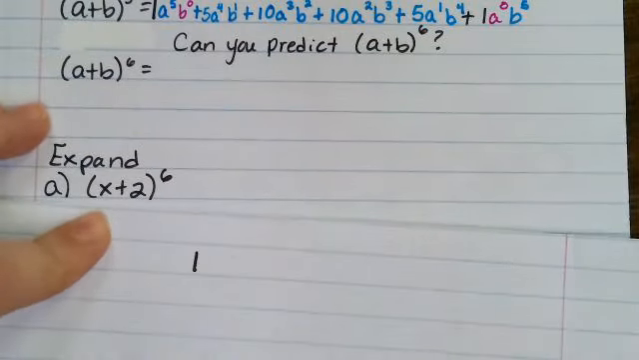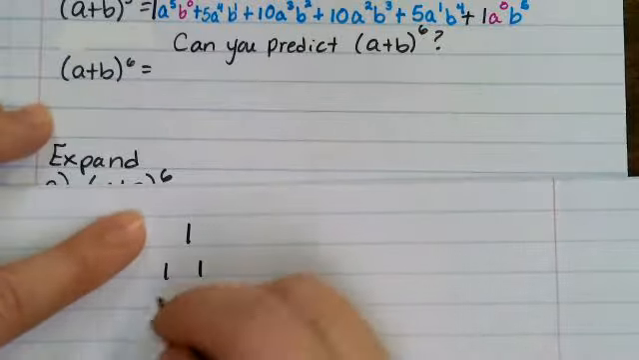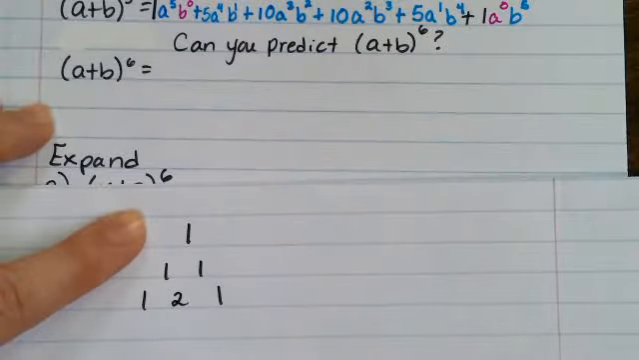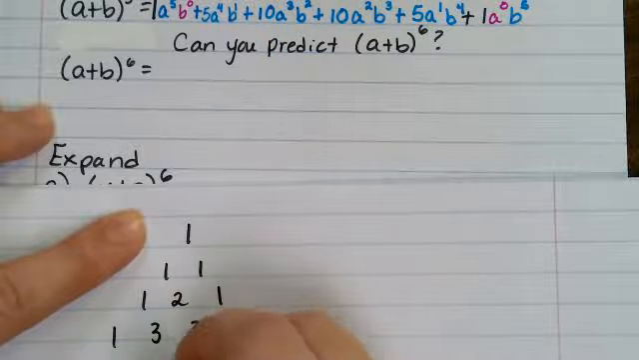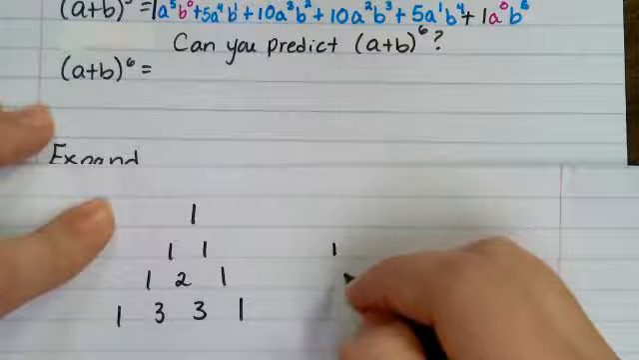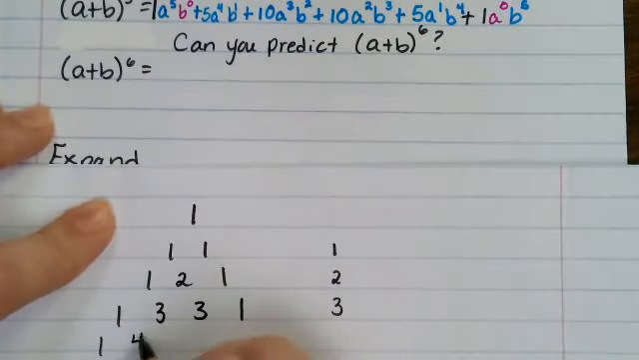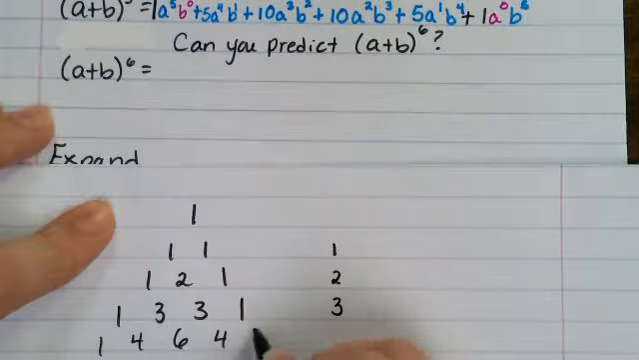Pascal's triangle, if I have the 0 power, you start off with a 1. This is the 1st power, 2nd power, 3rd power. You can keep going. 1, 4, 6, 4, 1, 1, 5, 10, 10, 5, 1.